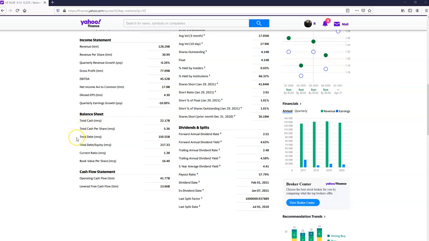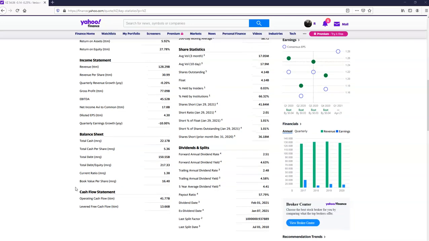This is the amount of total debt that the company is holding in their books. This is the debt to equity ratio. This is a book value per share. So again, how much each share is worth in book value after you basically pay your debt, etc. This is the operating cash flow and the levered cash flow.